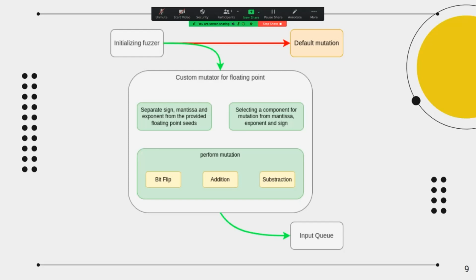And this clever process makes the whole mutation thing context-aware, you know what I mean? It's like the mutator is super smart and knows exactly what it's doing with each part of those floating point seeds. It's pretty awesome.